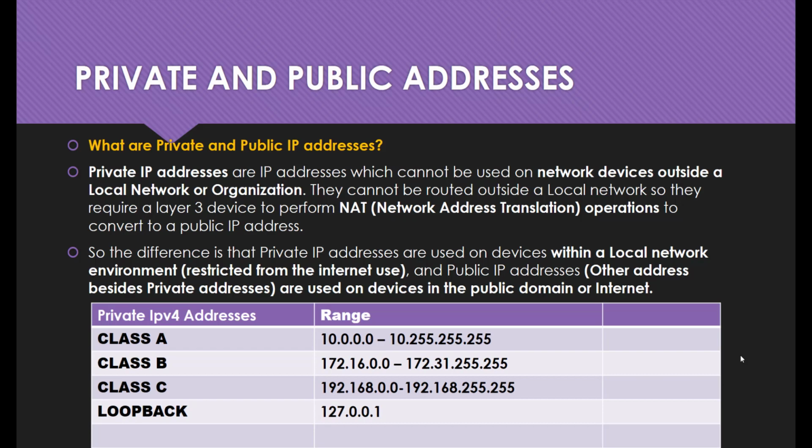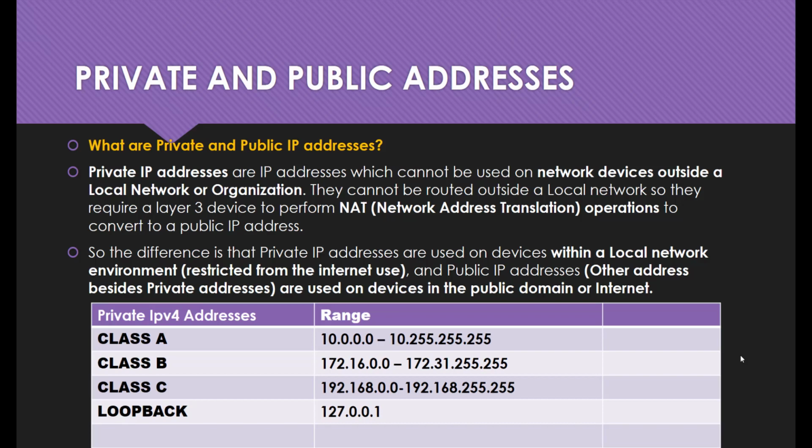So the difference between the private and the public IP address is that the private is used within a local network environment, and the public IP address, which entails other addresses besides the private addresses, are used on devices in the public domain or internet.